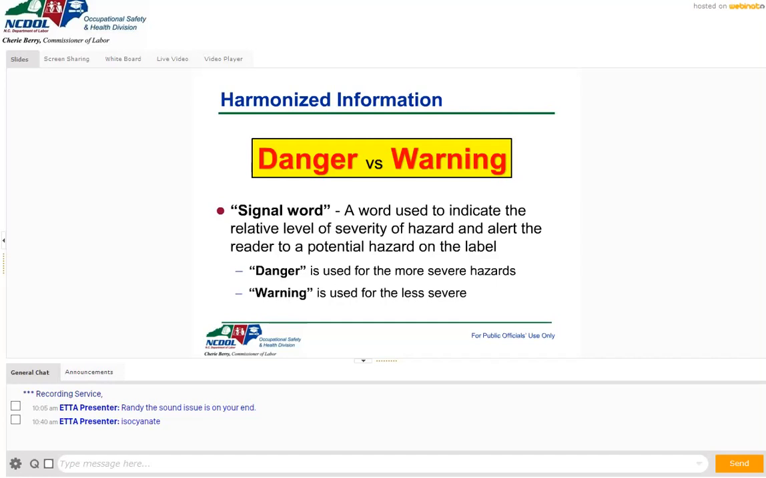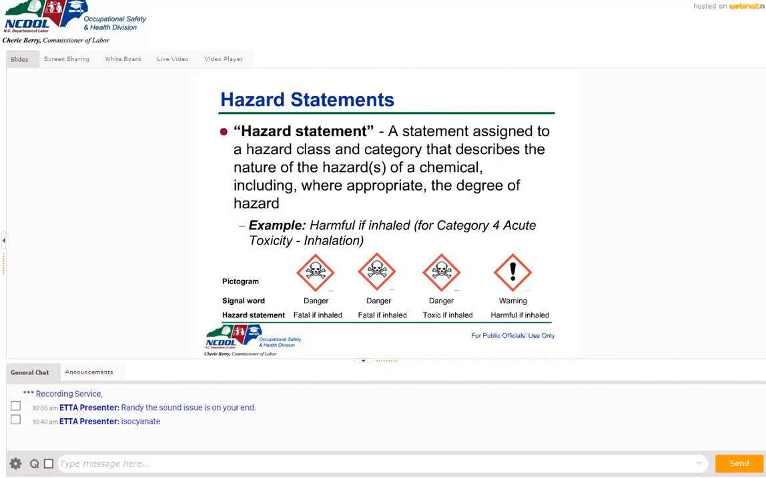Now these labels are either going to have, in some cases, danger or warning. If you see danger, that's the highest level of risk with a chemical. So a chemical that has danger on it is essentially more dangerous than a chemical that has just the word warning. So that's danger versus warning. And you're going to see these little pictograms on there, and hazard statements like harmful if inhaled.